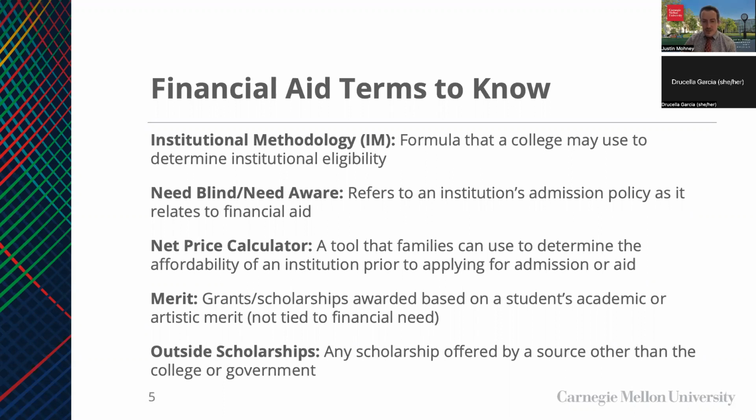And then the final term that I want to note here is outside scholarships. And this would refer to any scholarship that you're receiving from a source other than the college or university that you're attending, or from the state or federal government. So let's say you've applied for and you've received a scholarship from your local building and loan association or from a local nonprofit. That would be an outside scholarship that you could bring into that college or university to assist with covering the cost of attendance.